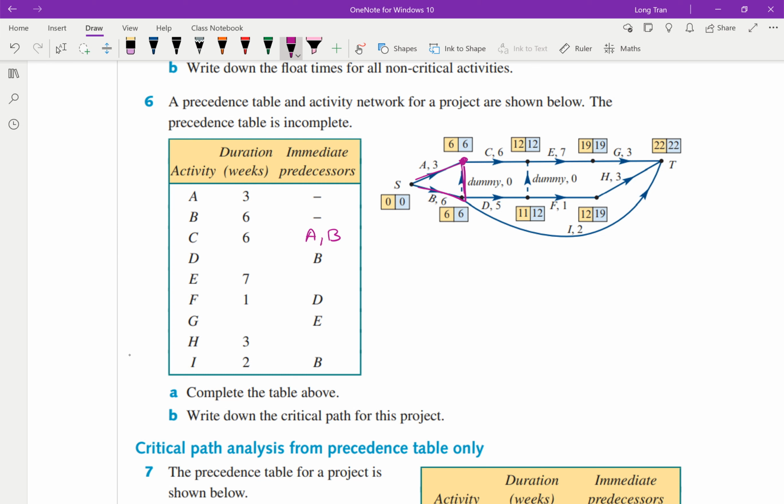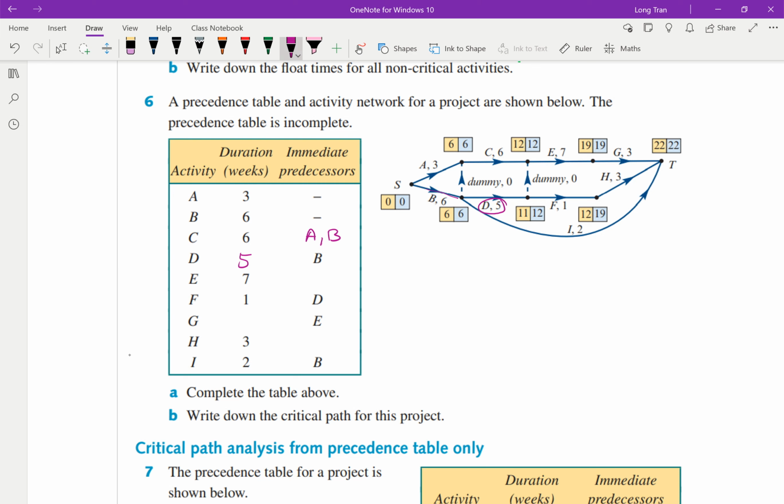Looking at D now, so let's have a look at D. D has a weight of 5 based on the diagram there. And D is directly connected to the end of B. So D cannot start until B finishes. So that's done. That's correct. That's true.